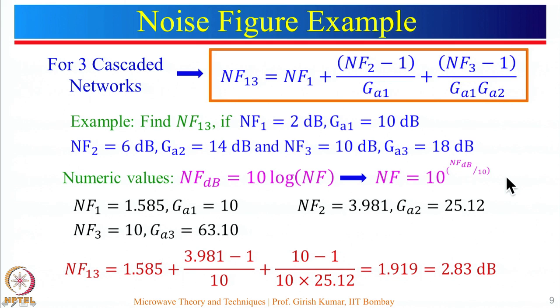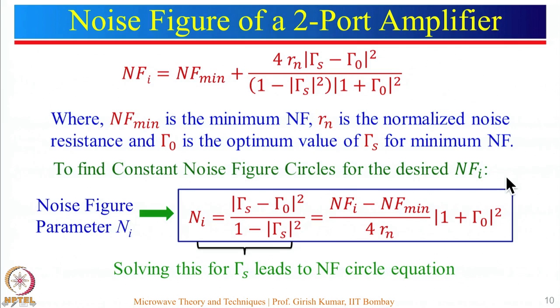Now, we will look at how to design a low noise amplifier. So, the noise figure of a 2-port amplifier is defined by this particular expression. Let me tell you what the different terms are. NF min is the minimum noise figure for that given transistor or amplifier. Rn is the normalized noise resistance. Most of the time this normalized noise resistance is equal to the noise resistance divided by Z0, and Z0 may be, the majority of the time, equal to 50 ohm.